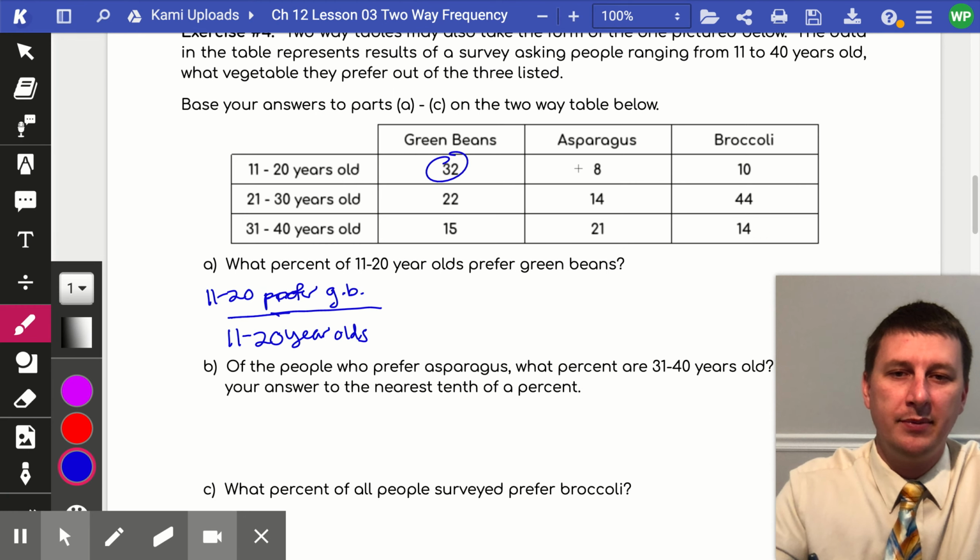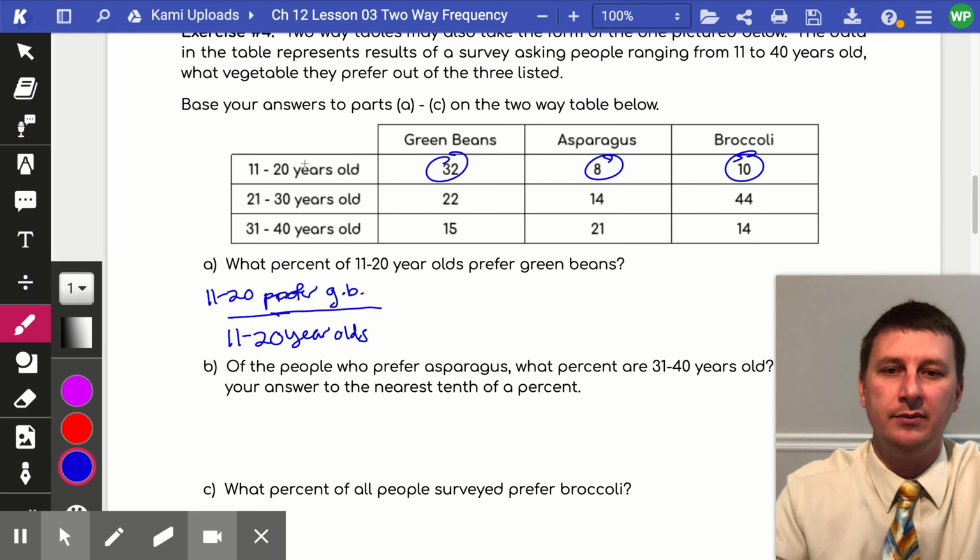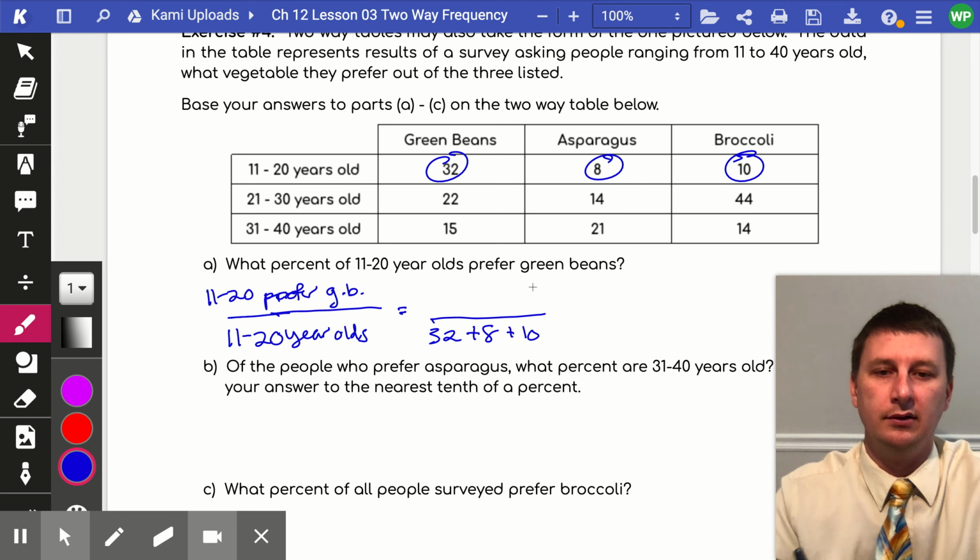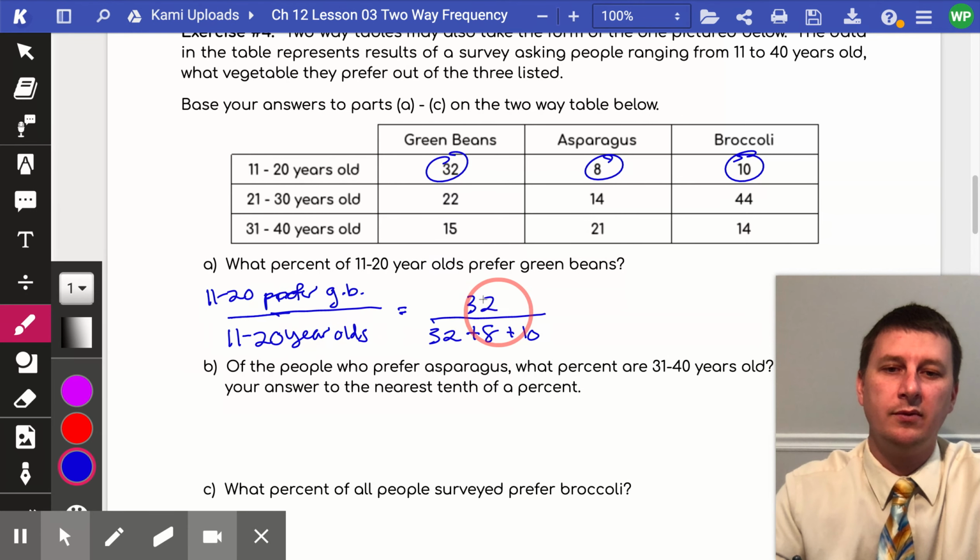We're going to add up all of our amounts that are in the 11 to 20-year-old column. So we're going to do 32 plus 8 plus 10, and that's going to give us our total number of 11 to 20-year-olds. And now in the numerator of our fraction, we just want the number that prefer green beans. We find green beans, we find 11 to 20-year-olds, and we have 32. So we're really going to do 32 divided by whatever that number is.